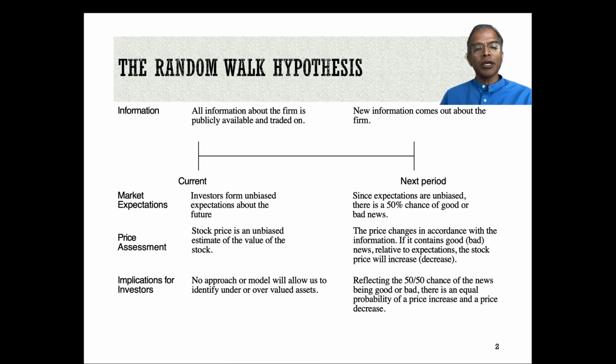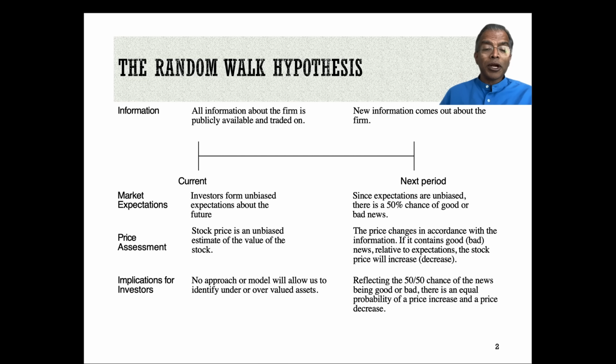It starts with the presumption that all information about the firm is publicly available and traded on. Investors get that information, they form expectations, and if they're rational, these expectations are unbiased. You know what I mean by unbiased, right? They're not set too high, they're not set too low. Prices react accordingly, so the price reflects those unbiased expectations, and then investors are not able to make money on those expectations.